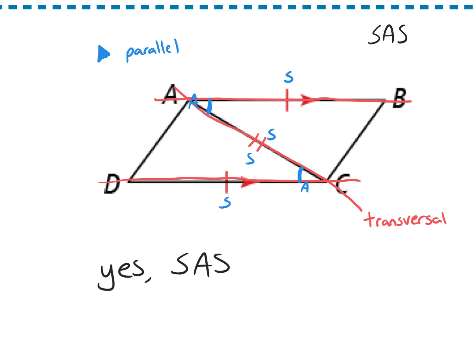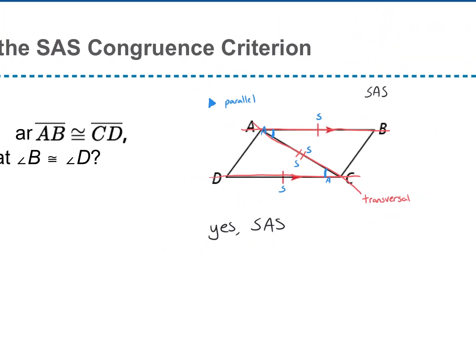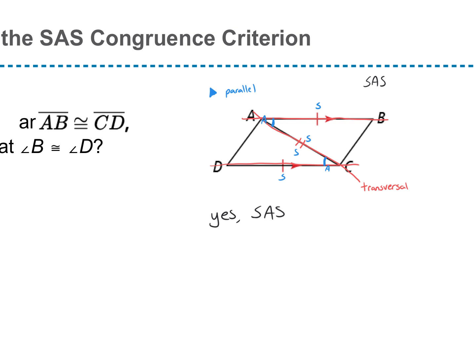Now, the question that this example had was, how can we show that angle B is congruent to angle D? So how can we say these two angles are congruent to each other? Didn't we already say the two triangles are congruent because of side angle side? So if we already know the two triangles are congruent to each other, can we assume that these two angles are also congruent to each other? Yes. We can say that because we already proved that they are in fact congruent to each other.